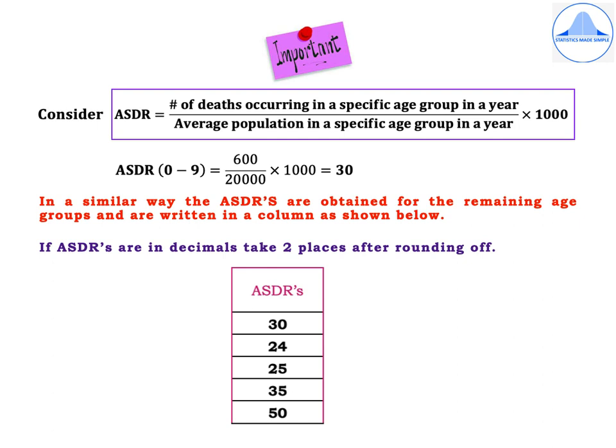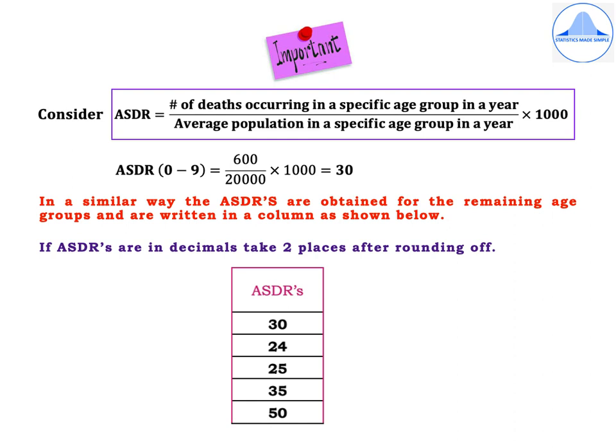It is not necessary to show the calculations for all the age groups. So now we will first calculate ASDR for the age group 0 to 9, which is equal to 600 divided by 20,000 into 1000, which is equal to 30. Now in a similar way, you can calculate the ASDRs for the remaining age groups, and they are written in a column as shown below.